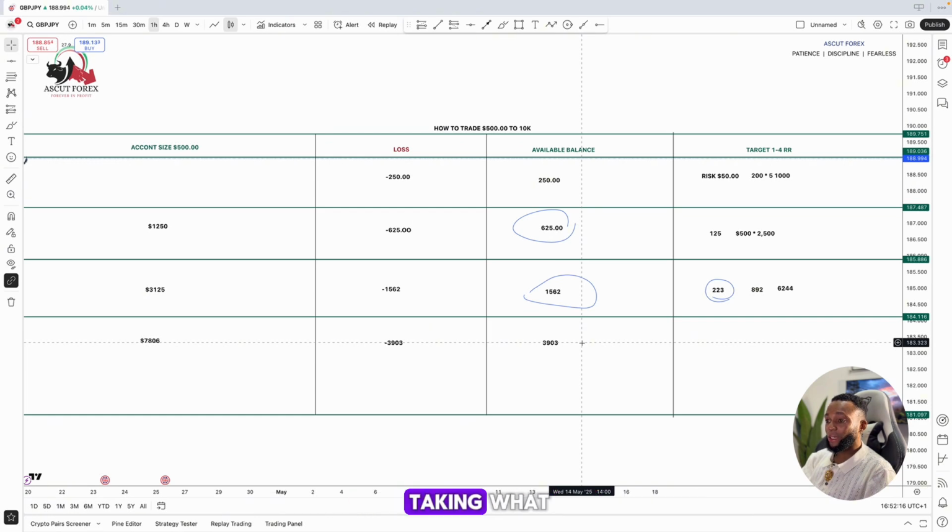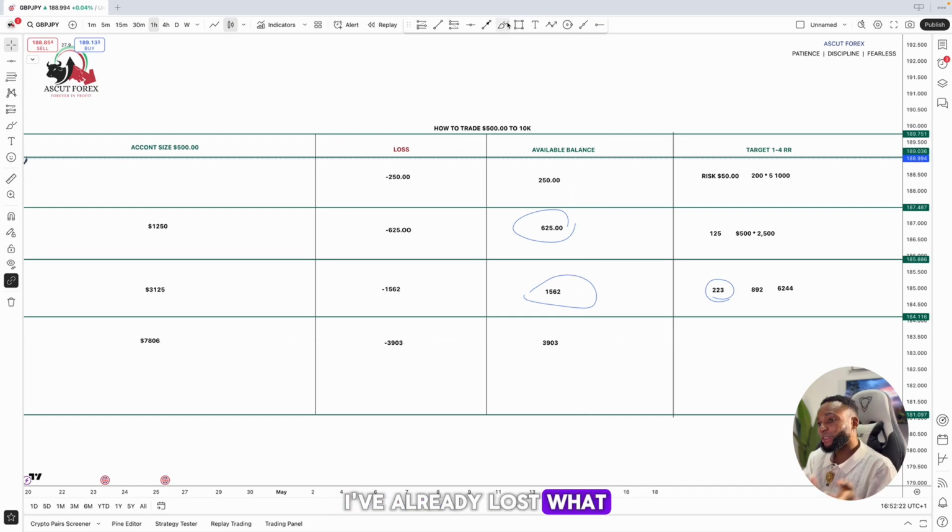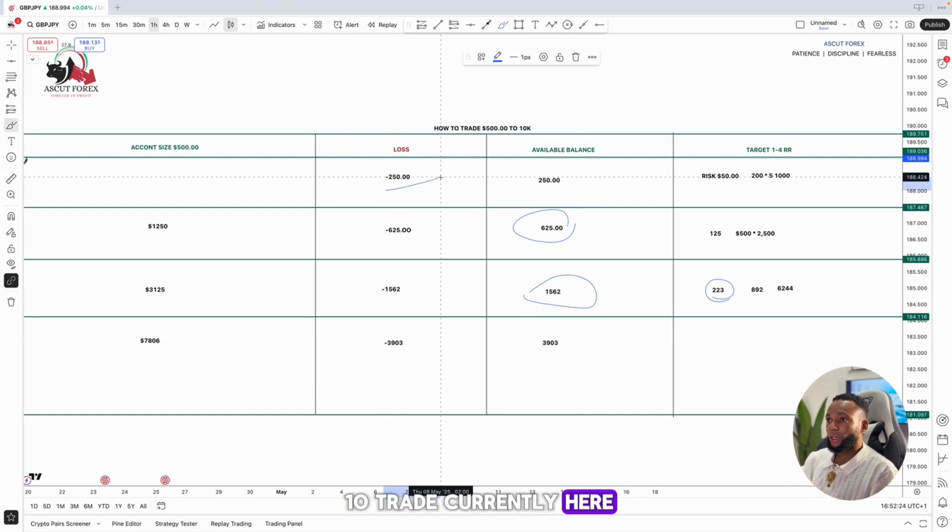Pay attention. We are taking 20 trades. Remember, we have already lost 10. We've already lost what? 10 trades. Currently here, remember, this first trade we lose 5 trades. This second one we will lose 5 trades.